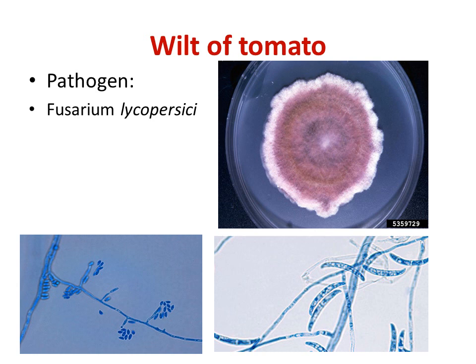One of the important microscopic characteristic features of this organism is the presence of sickle-shaped macroconidia which are septate. The septa may vary from 2 to 12 depending upon the species.